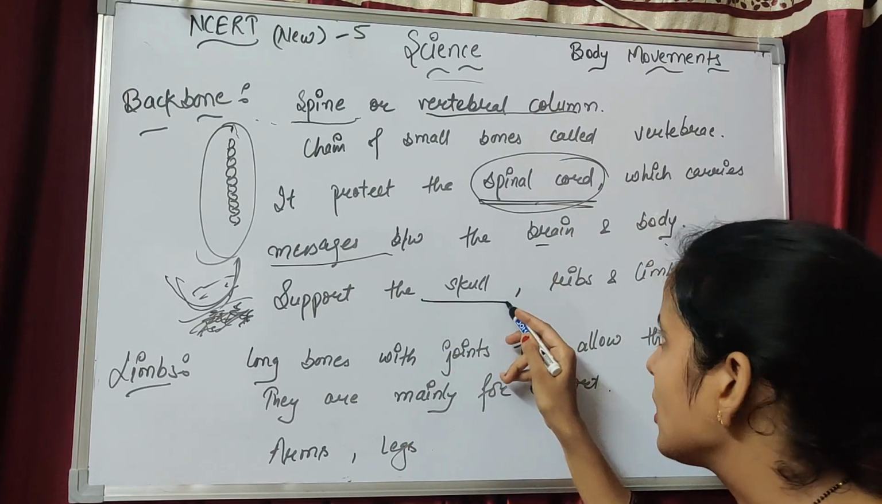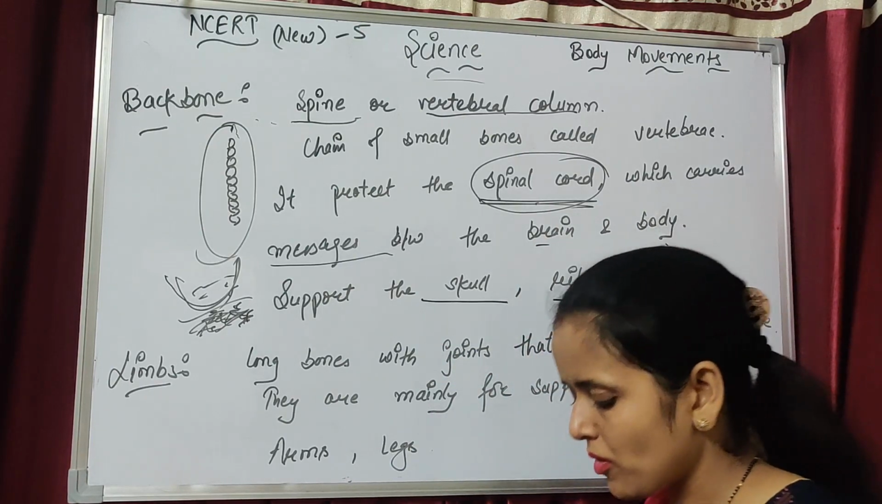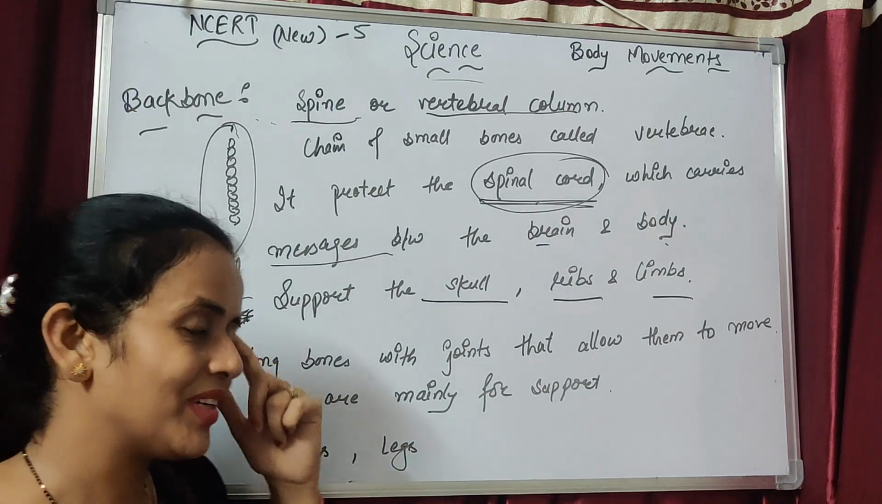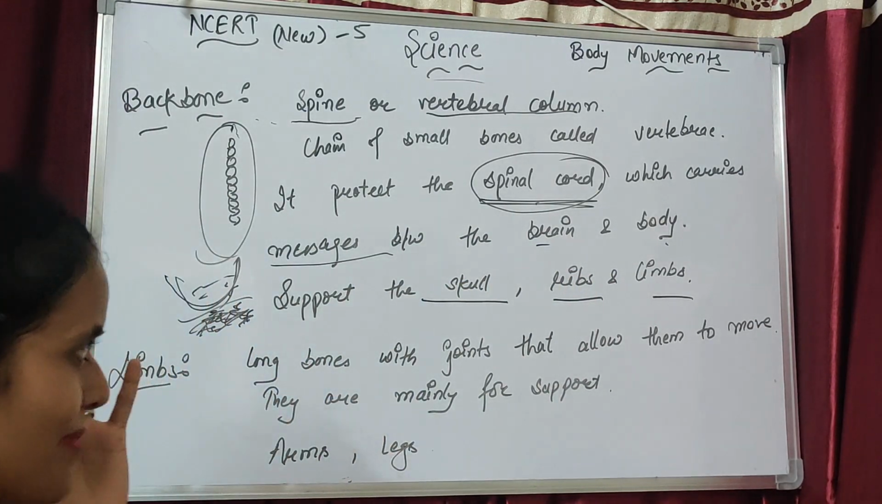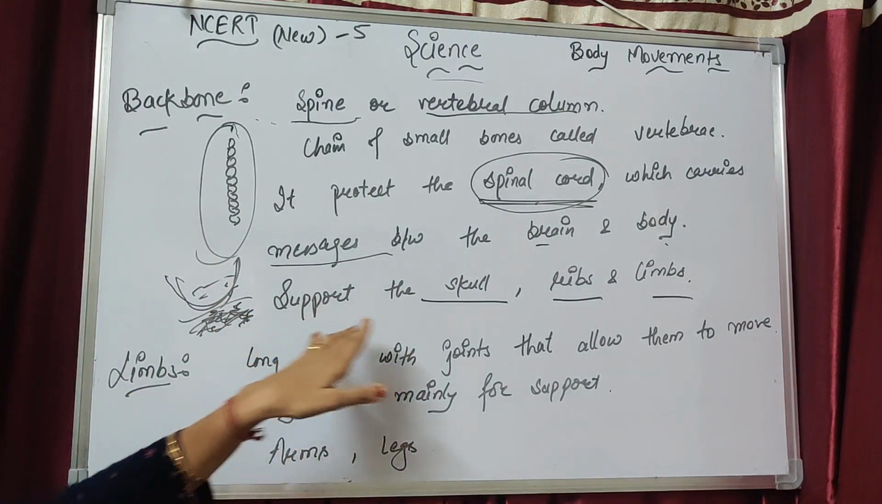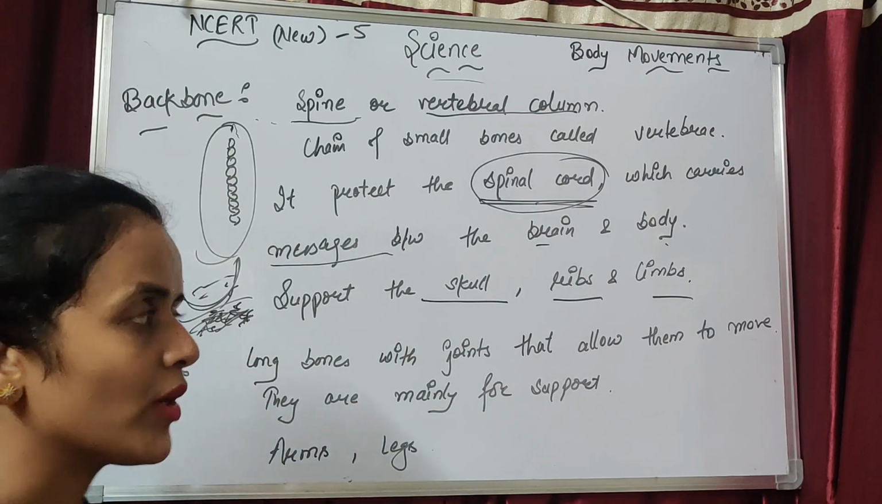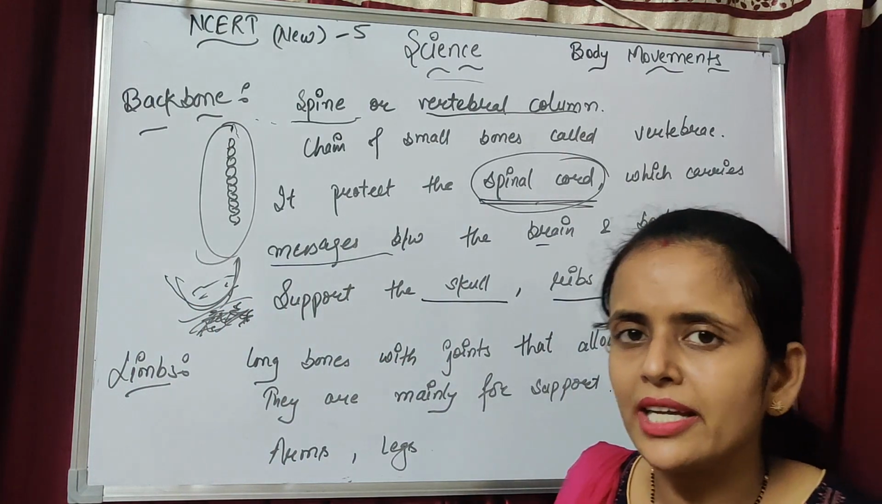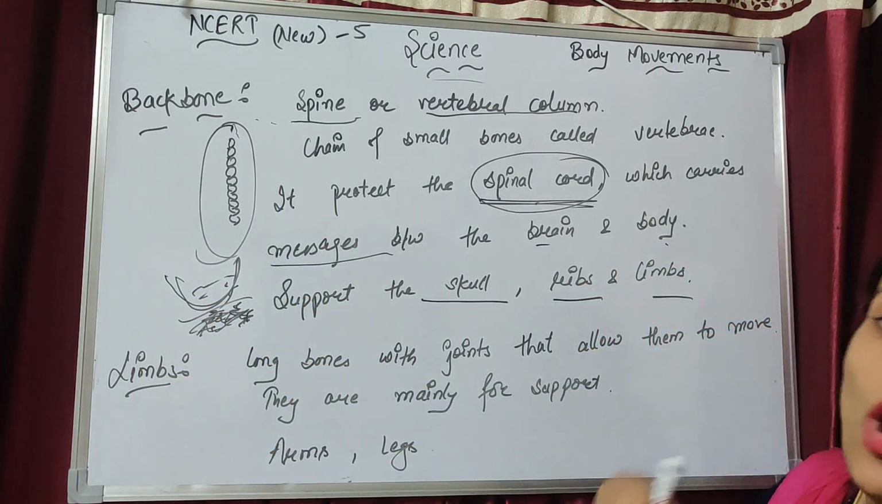It supports the skull also, ribs and limbs. This is the skull. Don't think that I am denoting the mind, I am denoting the skull. The backbone supports the skull, ribs, protects our chest, our mind, and limbs also, that is arms. In short, the backbone protects our whole body.